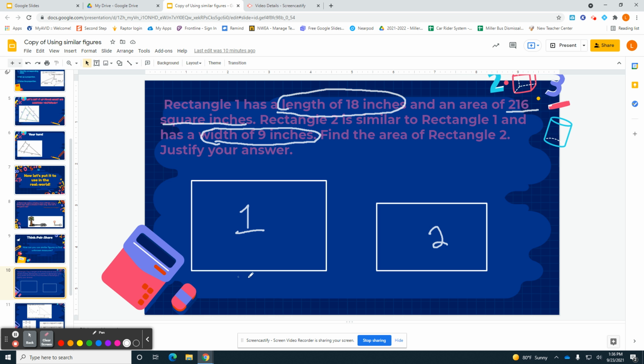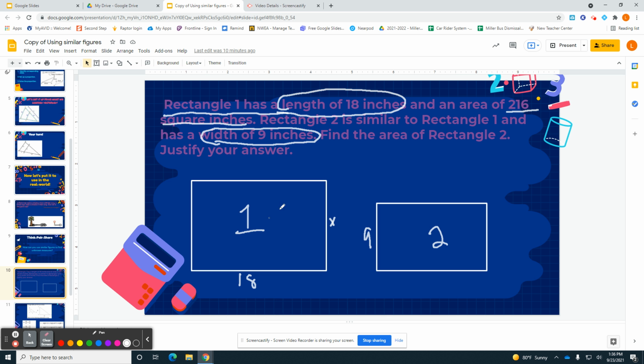The length is 18 inches. Okay? And then for rectangle, it says rectangle 1 has a length, so this is rectangle 1, of 18 inches and an area of 216 square inches. Rectangle 2 is similar to rectangle 1 and has a width of 9 inches. So this is the width. We want to know the area of the rectangle. So we don't know this side, but we can figure it out, right?